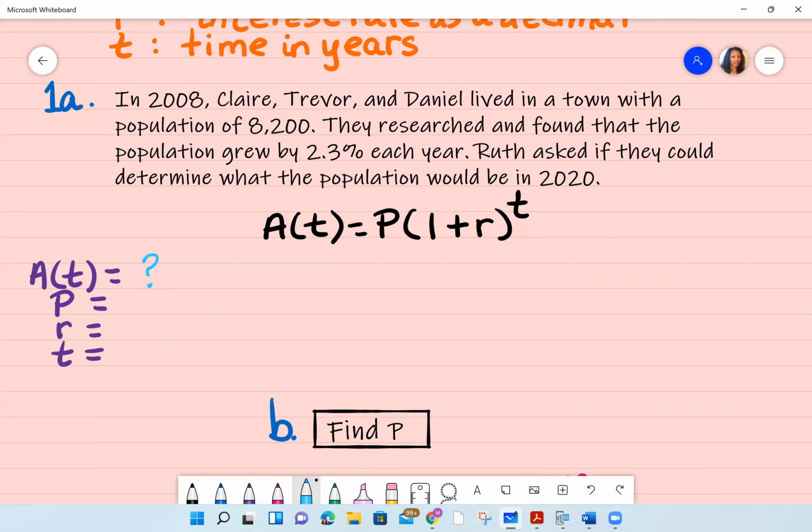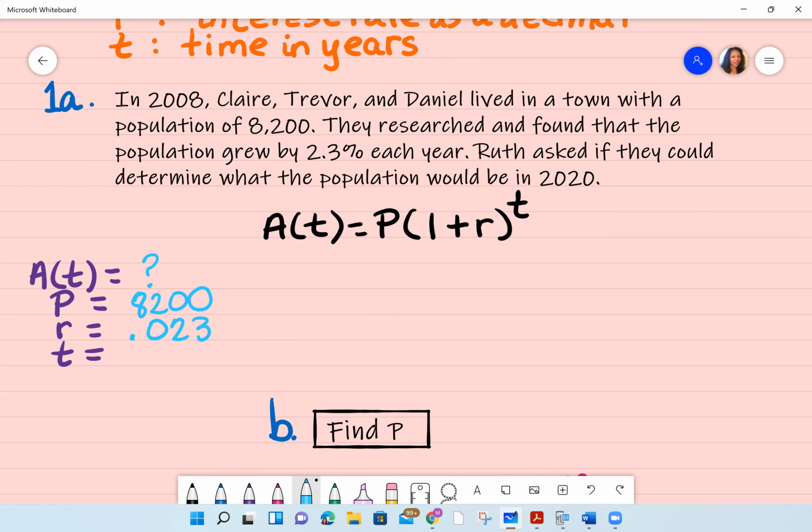P would be my initial population, which is 8,200. My rate is my interest rate if we're talking money, or in this case the percentage by which something grew. We have to convert it to a decimal. It is 2.3%, but we have to get rid of that percent sign, so it's going to be 0.023. All we did was move the decimal over 2 places to the left, 1, 2, put a 0 placeholder, and got rid of the percent sign. That's how you convert it.